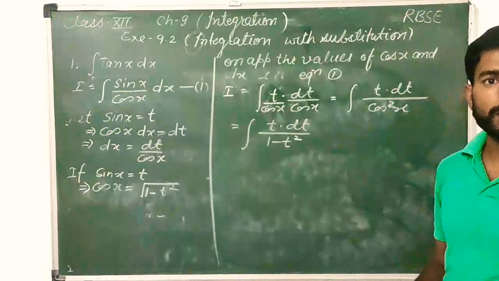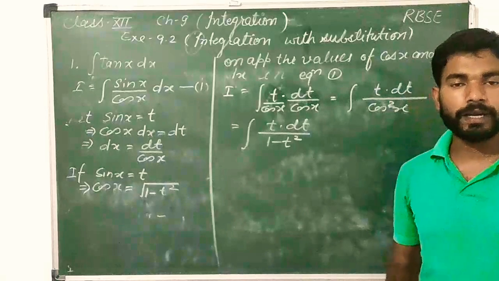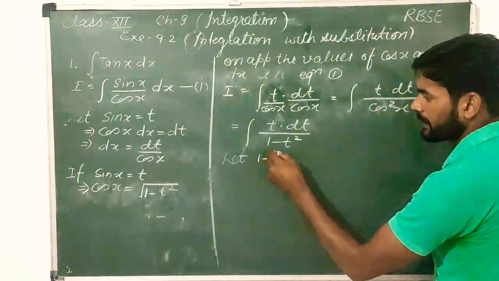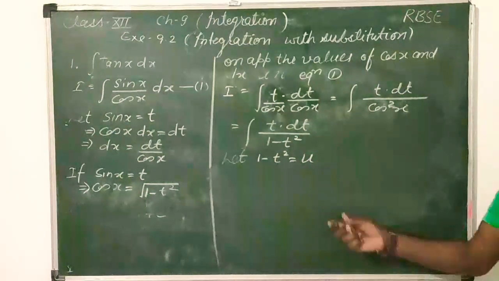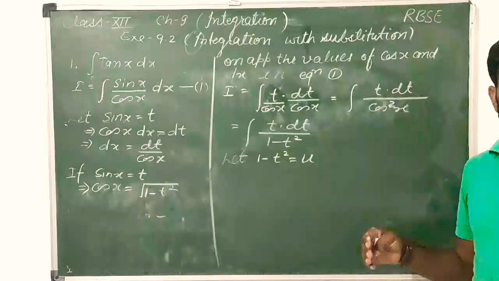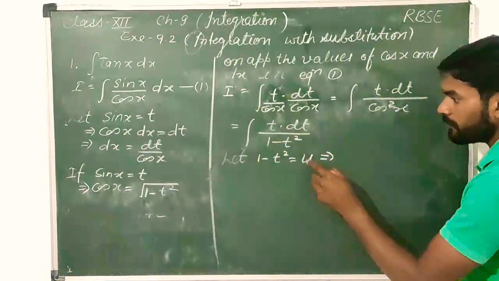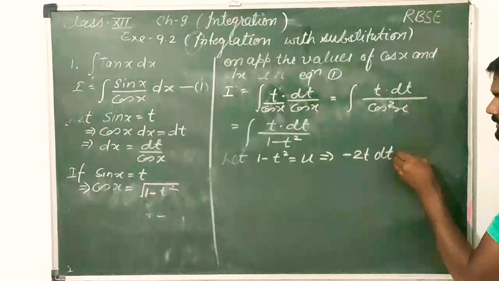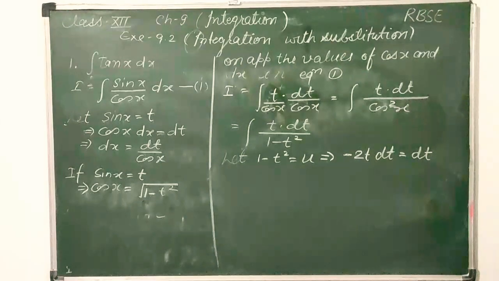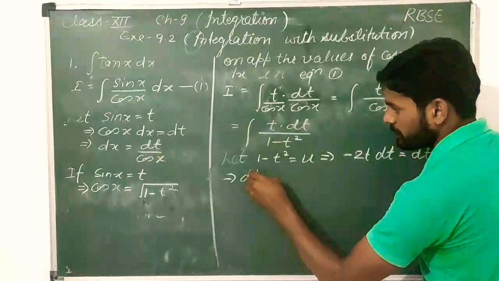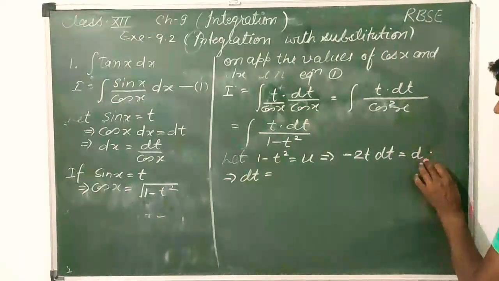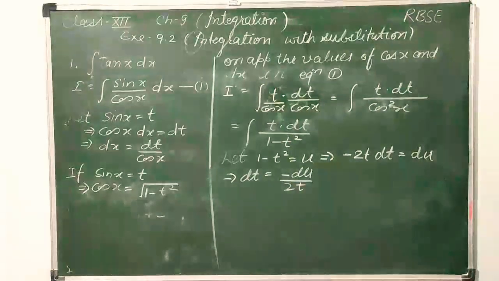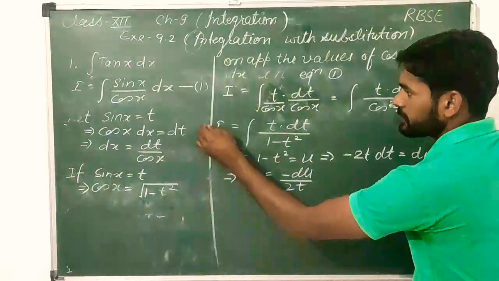Now students, again we will use the substitution. Substitution is a chain process, and you can apply it 2 or 3 times, or more than 3 times also, in the same question. So I am using the second substitution. Let 1 minus t square be equal to u. Actually, substitution is a process to make your question easy. Now I am differentiating with respect to t. Then 0 minus 2t dt is equal to du, and from here dt is equal to minus du upon 2t.